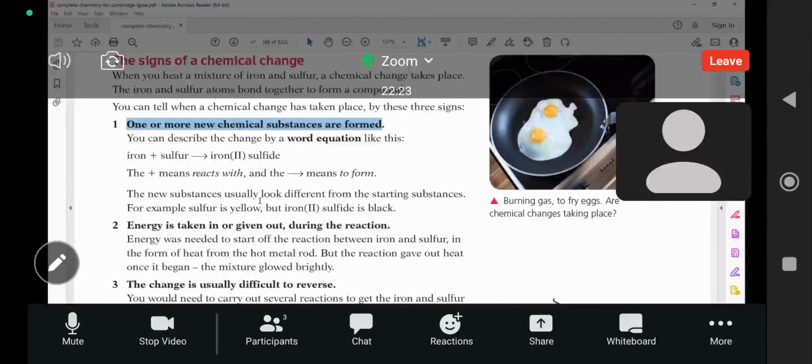How should I write this? So, in the chemical equation, how should I put the heading as word equation? Wait a minute.